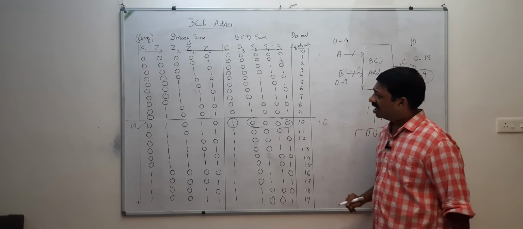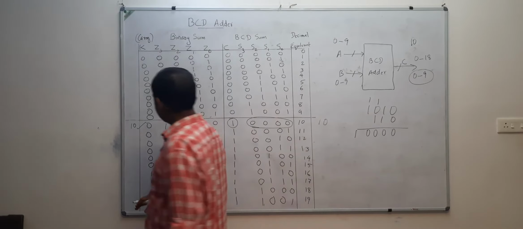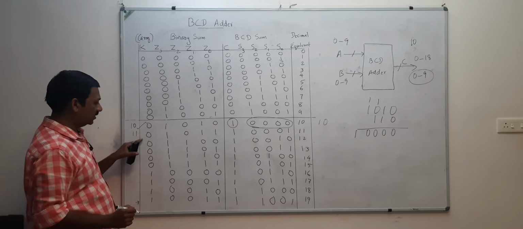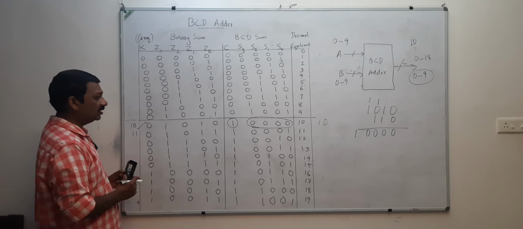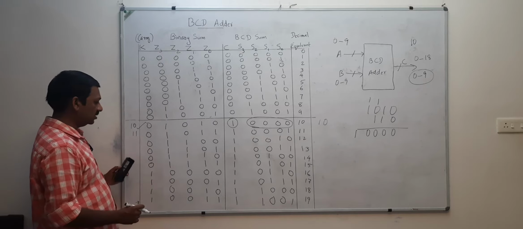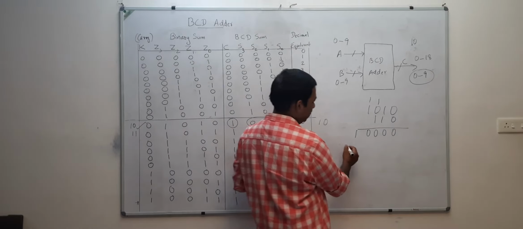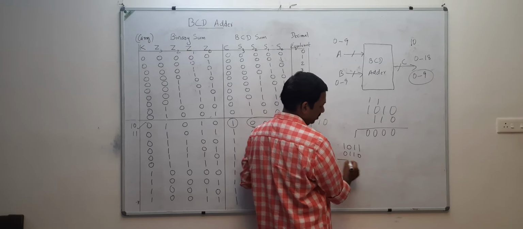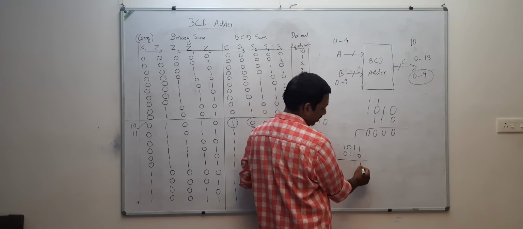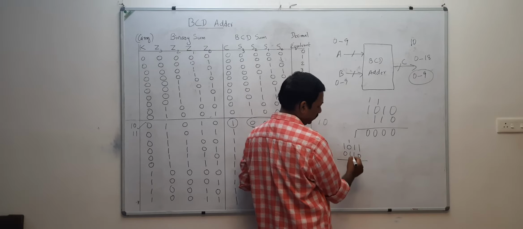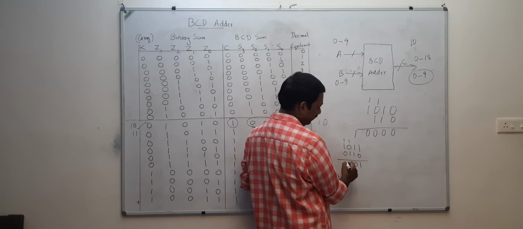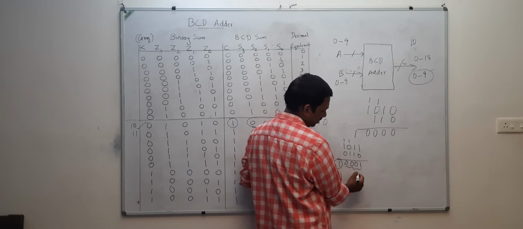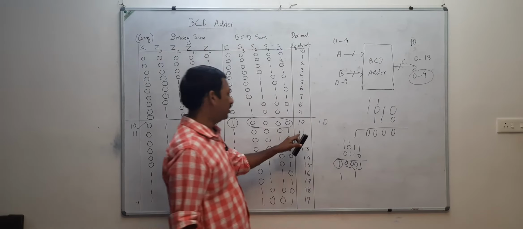And if the sum is 11, what will happen? In that case also we have to add 6. That means 1 0 1 1. If you are adding 6 to this, what will happen? 1 plus 0 is 1, 1 plus 1 is 0, carry is 1, 1 plus 1 is 0, carry is 1, giving 1 0 1 0 1. That means this is 1 and this is 1. That means 11.